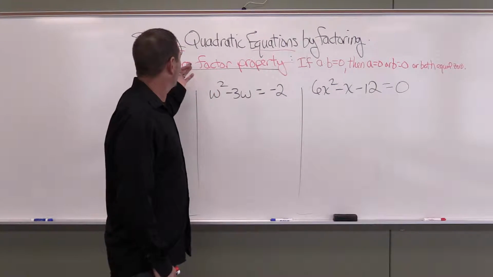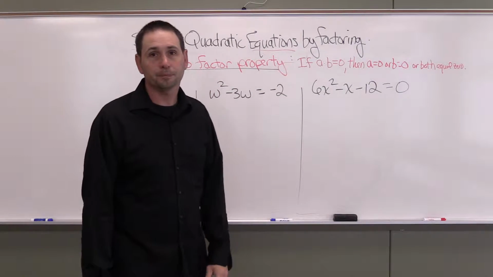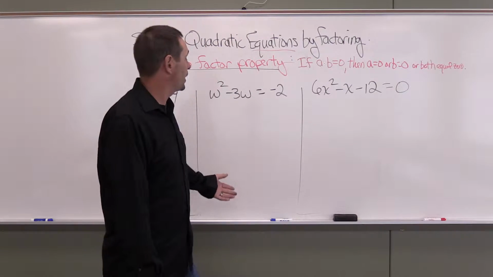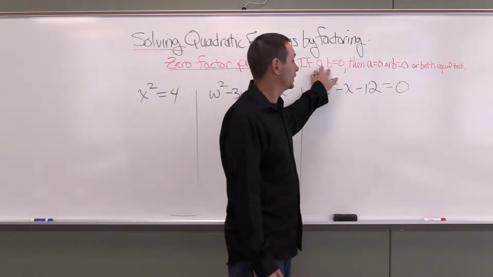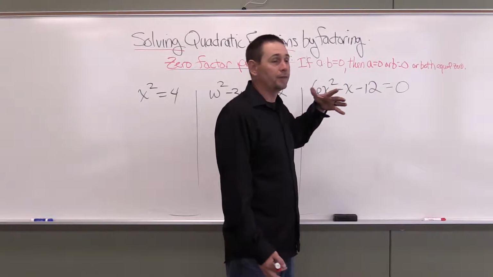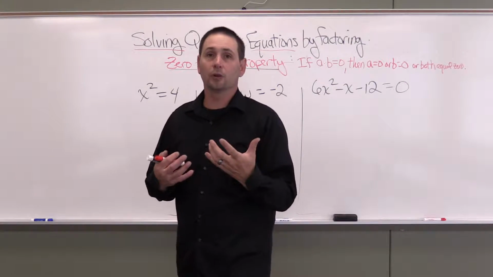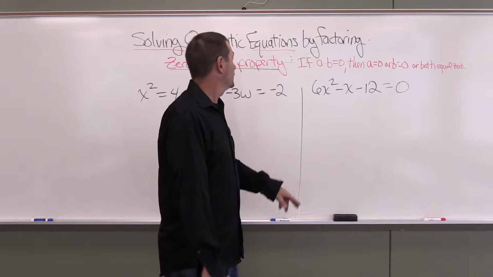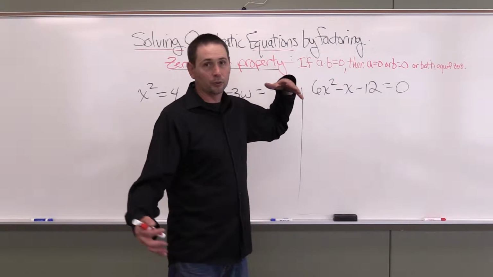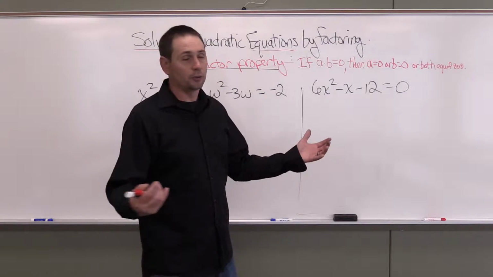We're going to use something that we all know, and it's actually called the zero factor property. And the zero factor property basically says if you have two things multiplied, any two things, like say 10 times 0, then one of those things has to be 0 or both, in order for that to be a true equation. And so say 10 times 0 is 0, 0 times 5 is 0, 0 times 0 is 0.